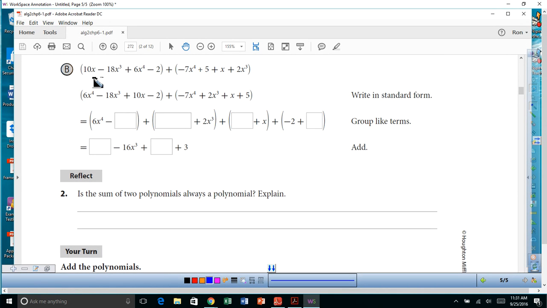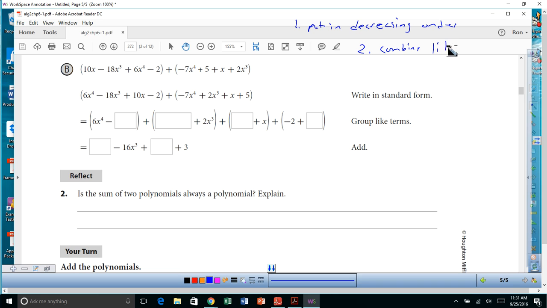B. 10x minus 8x cubed plus 6x to the fourth minus 2. You know, I'm looking at that. This right here, that's not in order, is it? So I think step one, put in decreasing order. And that's what they do here. 6x to the fourth minus 18x cubed plus 10x minus 2. Good. And then this one here was already in.